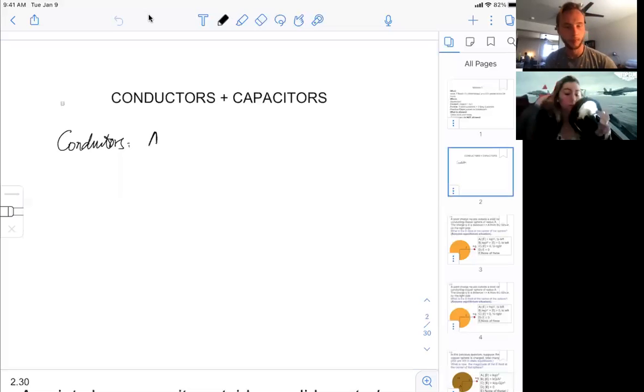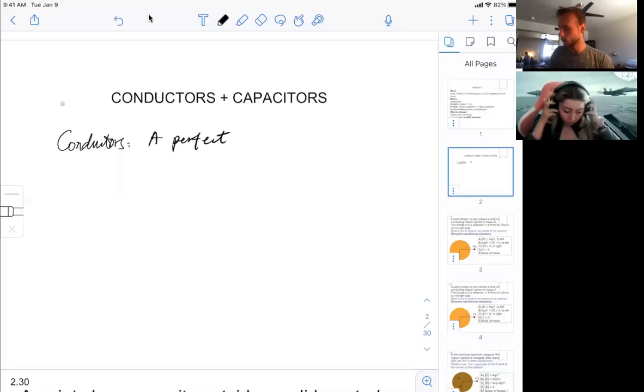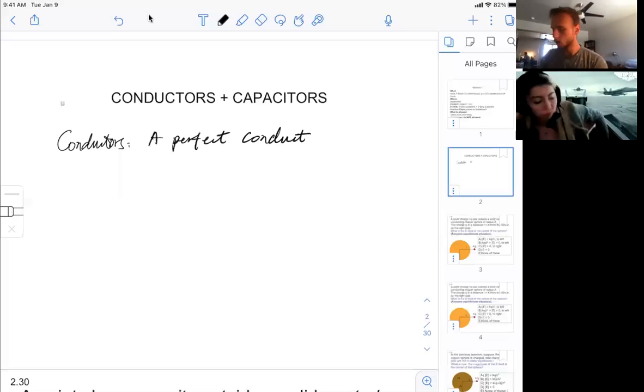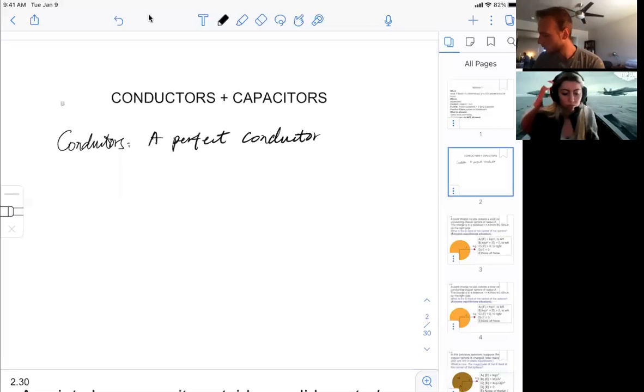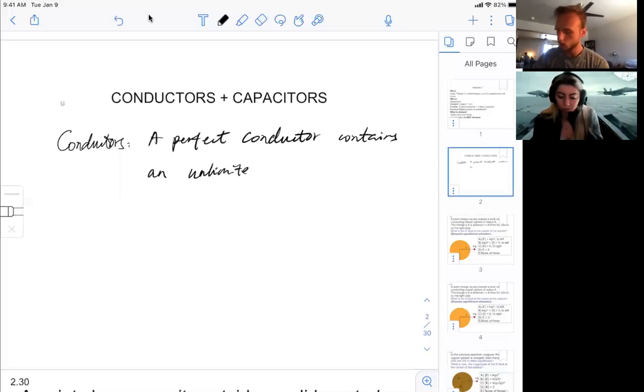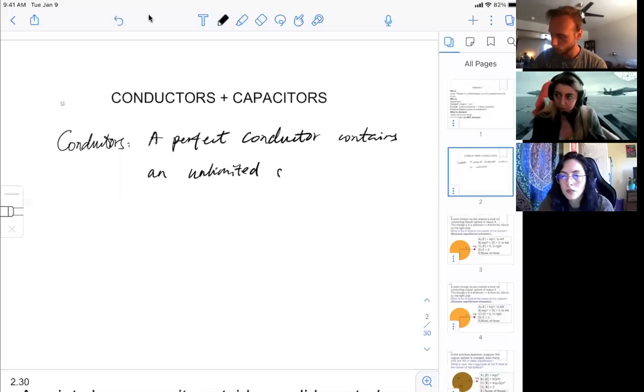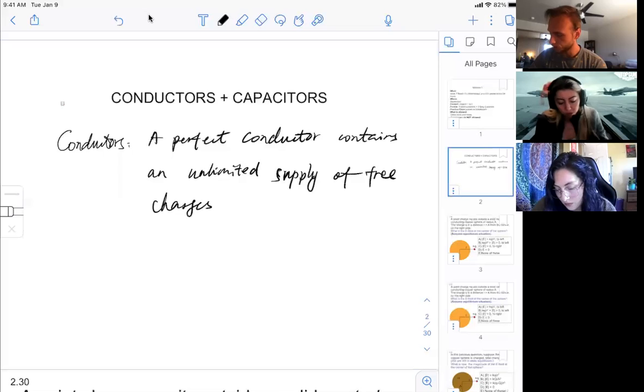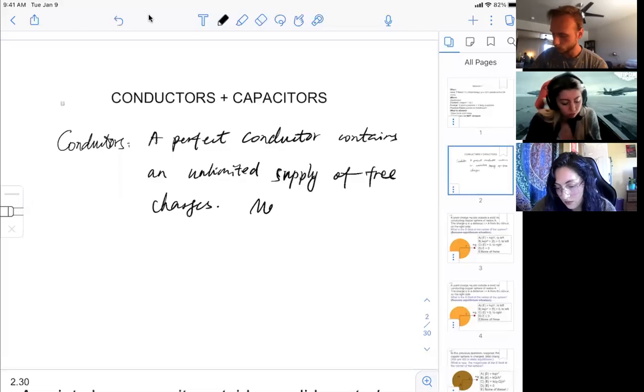So a perfect conductor contains an unlimited supply of free charges, and the charges are free to move. In real life, metals are really good approximations for perfect conductors.